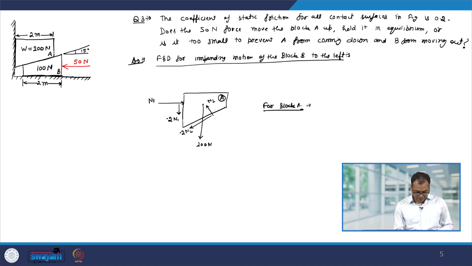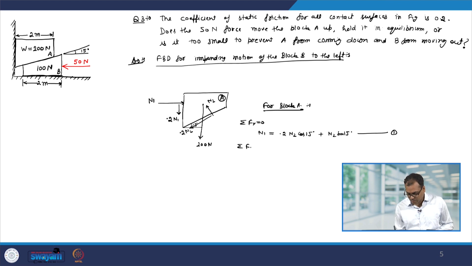Now, to find out the value of N1 and N2, let us balance the forces along the x and y direction. So, summation Fx equal to 0. This gives me N1 equal to, now it is also given that this angle is 15 degree. So, therefore, it will be 0.2 N2 cos 15 degree plus N2 sin 15 degree. Let us call it equation number 1.